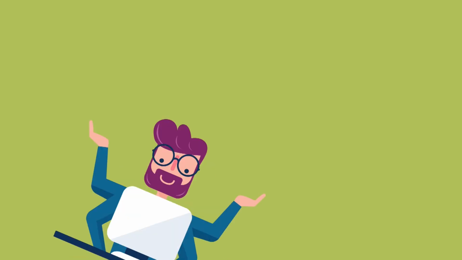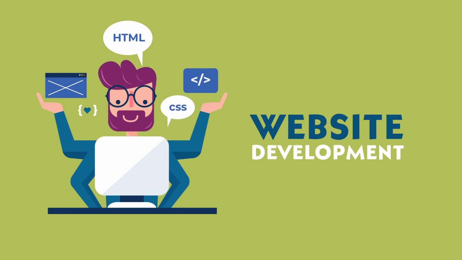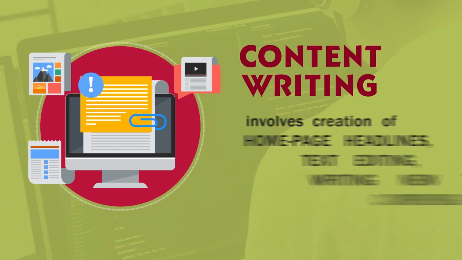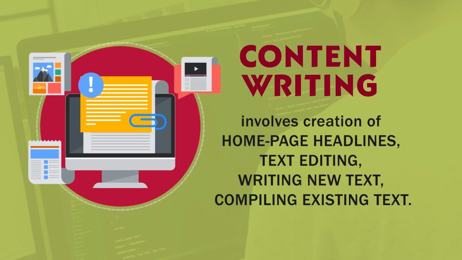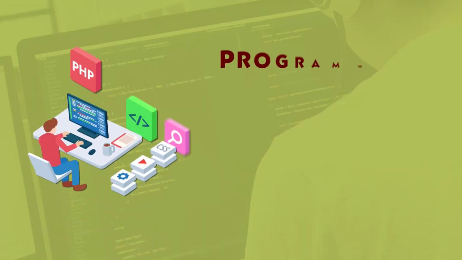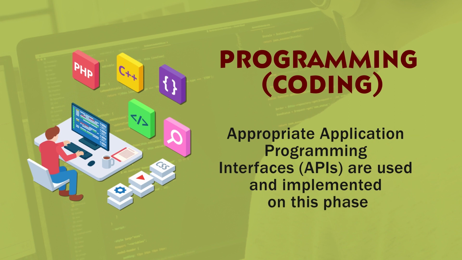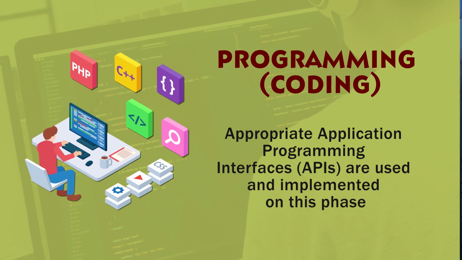Well, when we are ready for website development, then this phase is called the real development stage. Content writing also involves creation of the home page, headlines, text editing, writing new text, compiling the existing text, etc., which takes time and effort. It is better when all website content is provided before or during the website coding. So, the coding implementation happens only in this development stage.